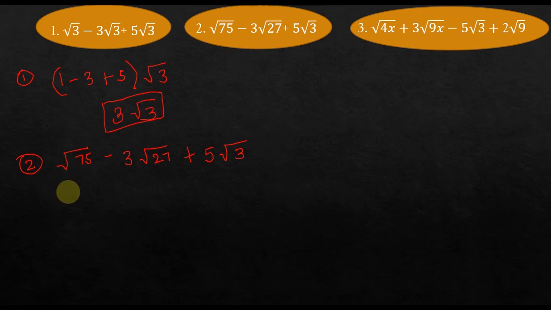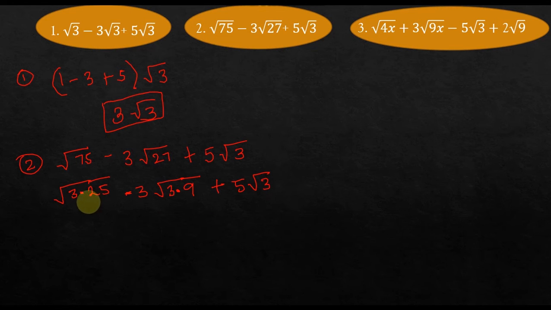So let's start with 75. Square root of 75 has a factor of 3, of course. So let's separate 3 times 25. 3 times 25 is 75. Minus 3. Next, let us factor 27. Factor out 3. It will give us 3 times 9. Next, plus 5 square root of 3.